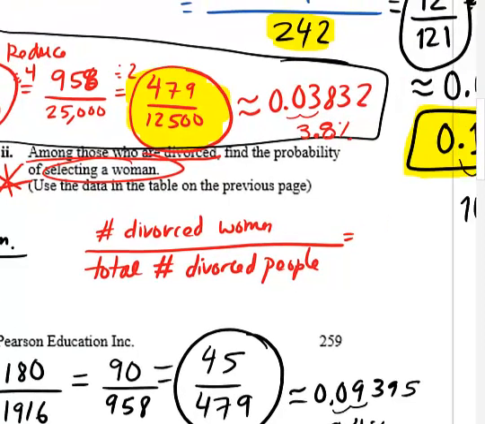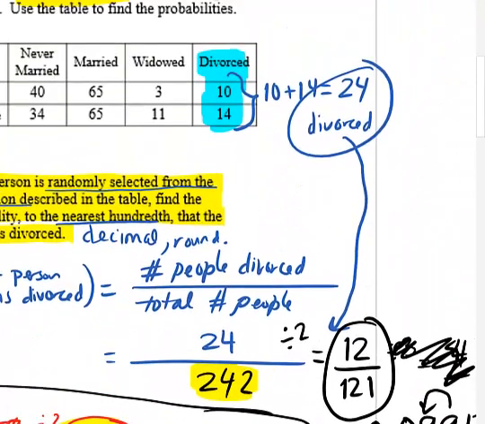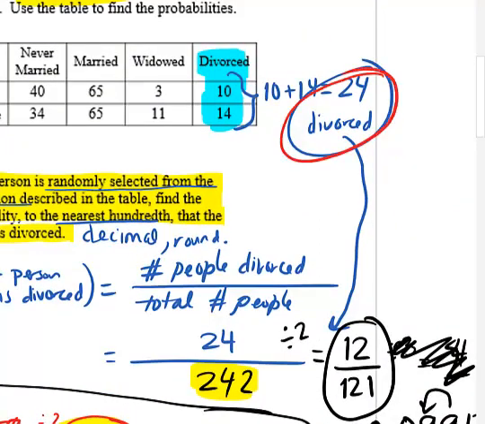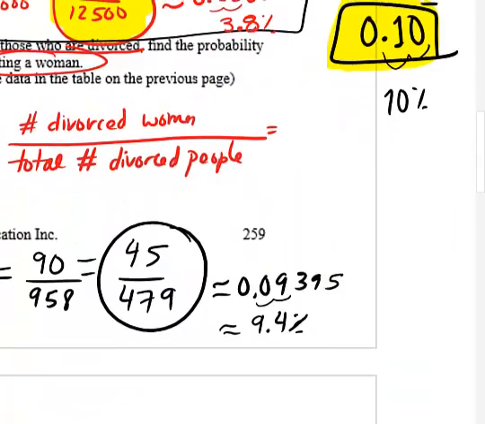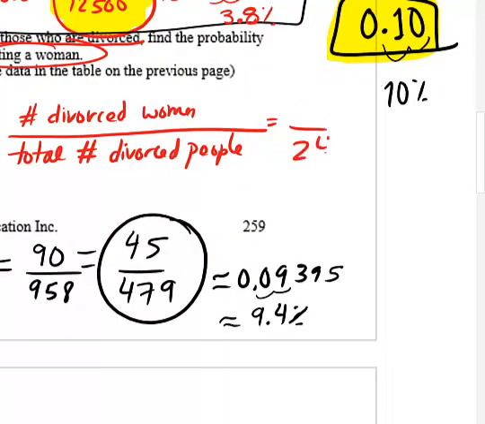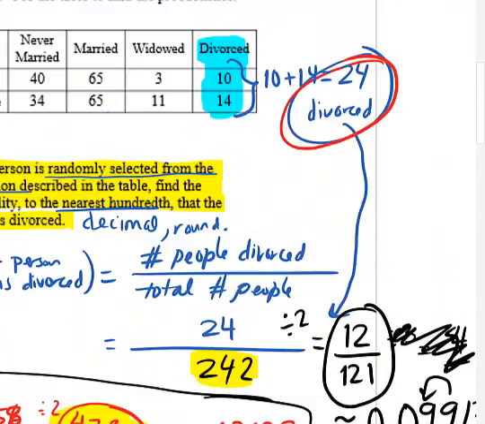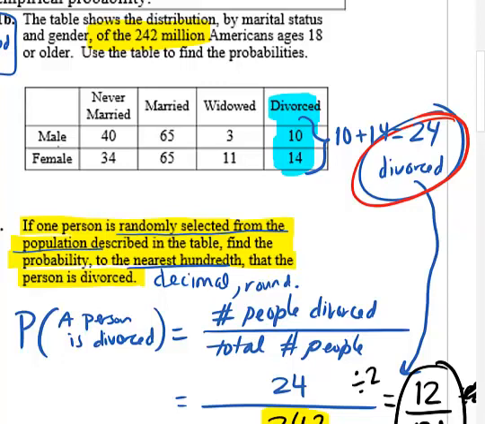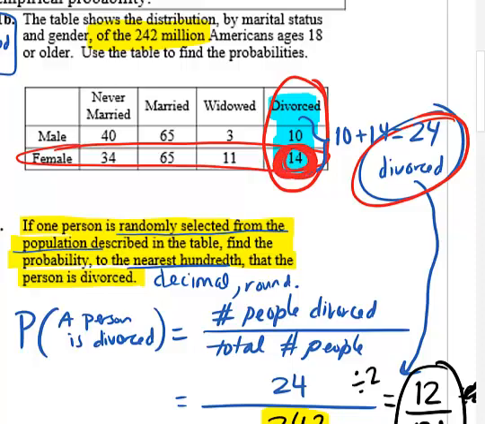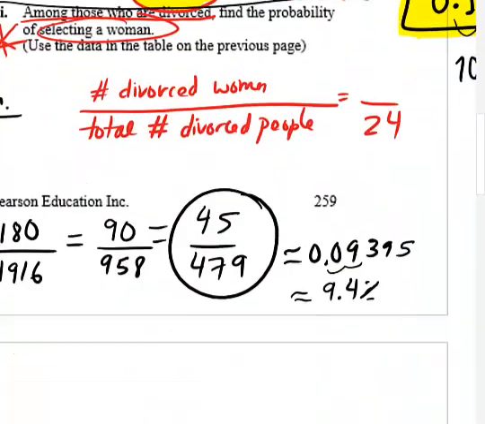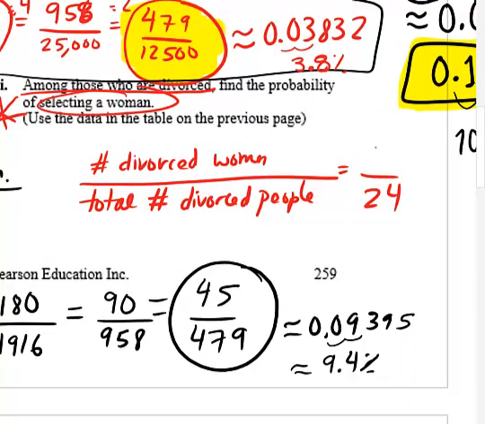So let me look back at my table. We already figured out over here that there were 24 total divorced. So that'll be my denominator. But the number of divorced women, where was that? Well, female is this row, and this highlighted column has divorced. So I must want where they intersect, the 14. 14 divorced women, well, I think it's 14 million.